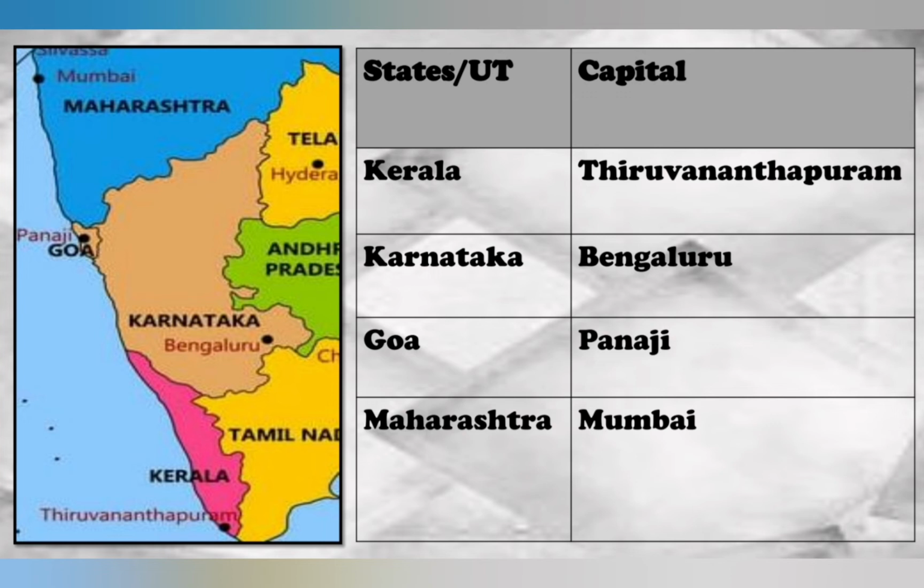Next, Karnataka, its capital is Bengaluru. Next, Goa, its capital is Panaji. Next, Maharashtra, its capital is Mumbai. You can see that from the south we are slowly moving towards the western direction.